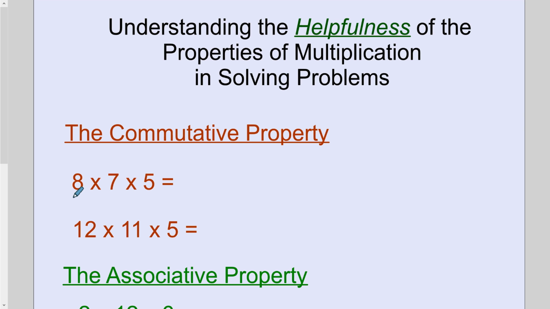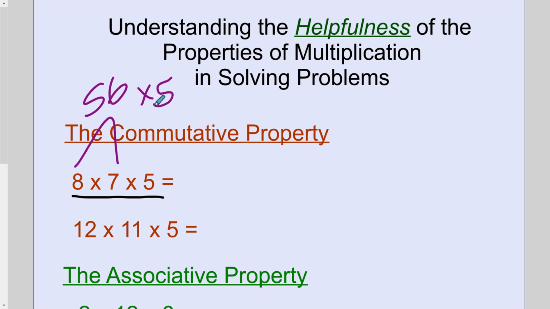So if I'm looking at this first problem, 8 times 7 times 5, I'm going to take a look at that. Now, 8 times 7 is 56, and then I would have to do 56 times 5. However, 56 times 5 requires me to do two-digit multiplication. But if I'm looking ahead at my different problem, I might see a better way to do this.